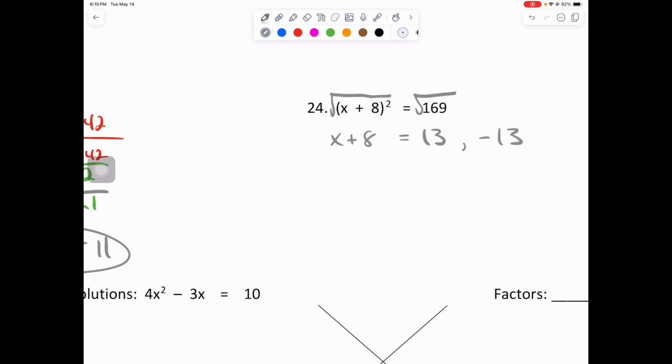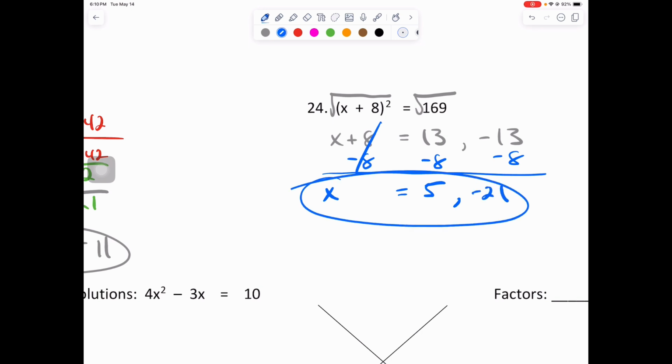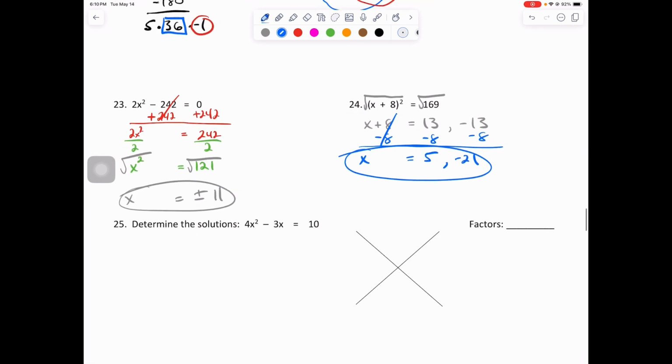And then from here, we need to simply get those solutions. So I will switch over to blue and do minus 8. But what we do to one side, we do to both sides. Phenomenal job. Bring your x down, cancel that bad boy out, equals 13 minus 8 is 5, negative 13 minus 8 is negative 21. Go ahead and circle your answer.